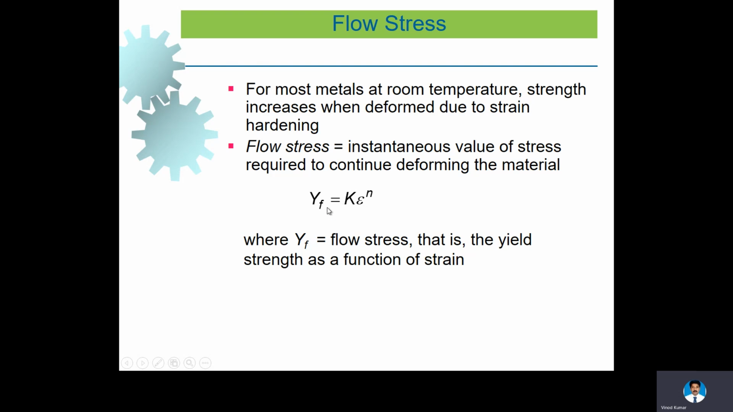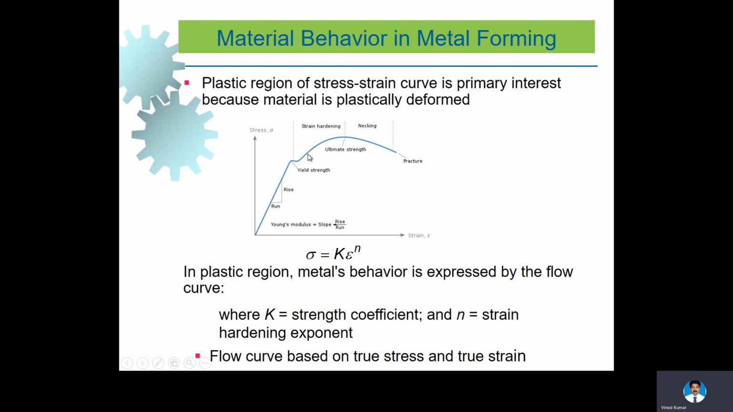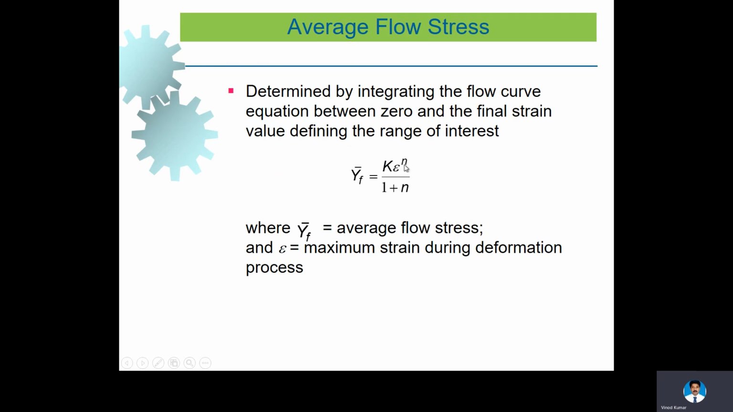But we don't need stress at a point, we need the total stress required to produce a deformation for a material. That total stress we call the average stress required, and you have to integrate between 0 and the final strain. When you integrate through the flow curve, you will get the average stress, which is K ε^n divided by 1 + n. Yf is the average stress, K and n are constants, and epsilon is the maximum strain during the deformation process. So the average stress required to produce a deformation is equal to K ε^n by 1 + n.